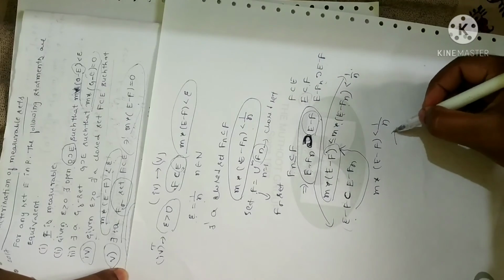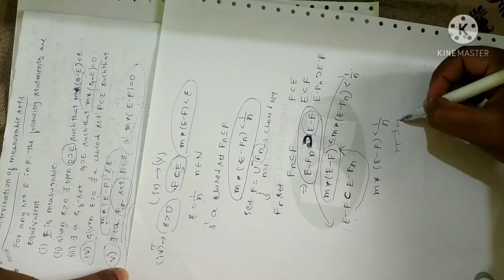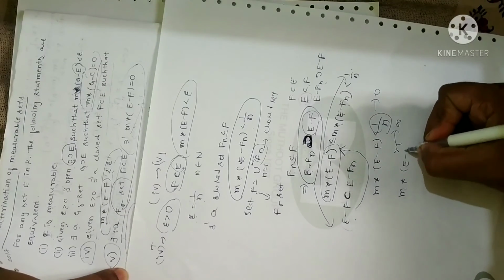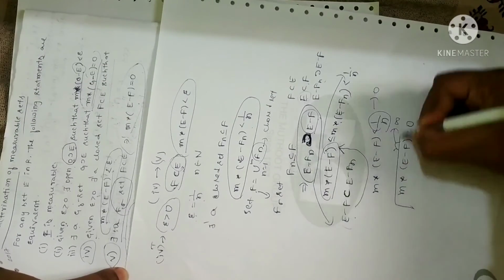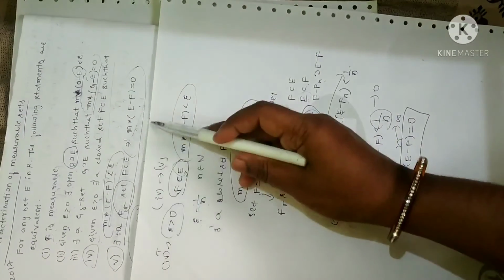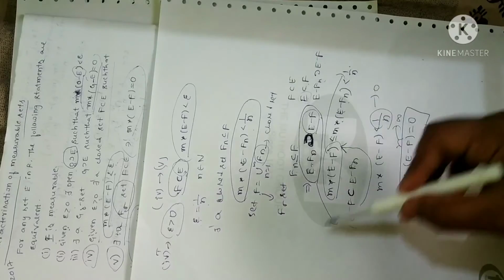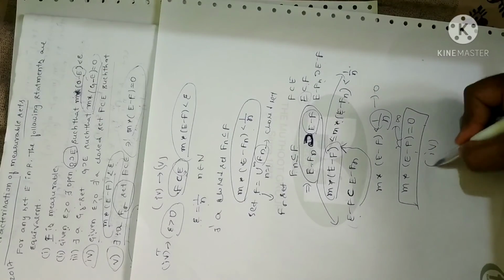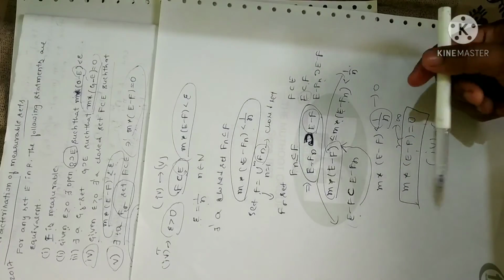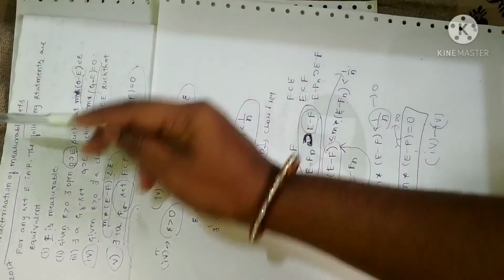So for larger values of n, as n tends to infinity, this value goes to 0. So I can write m star of E minus F is equal to 0. That's all. I have assumed 4 and proved m star of E minus F is equal to 0. So equation 4 implies 5. This completes the proof. This is the characterization of a measurable set.